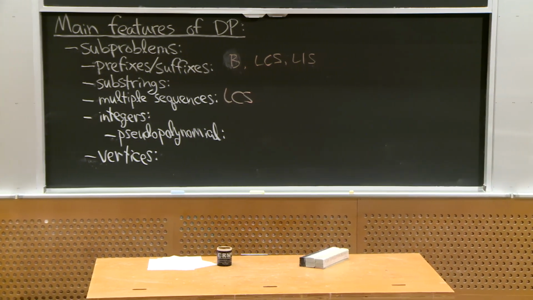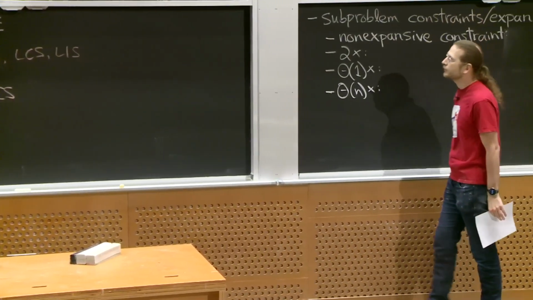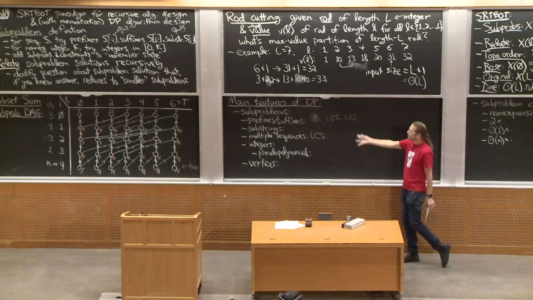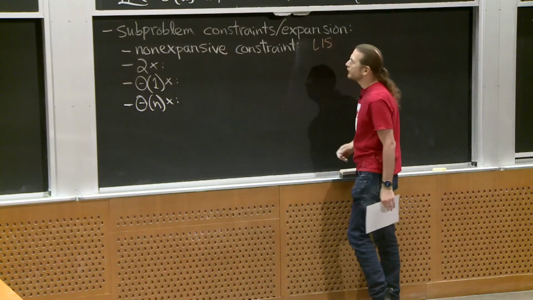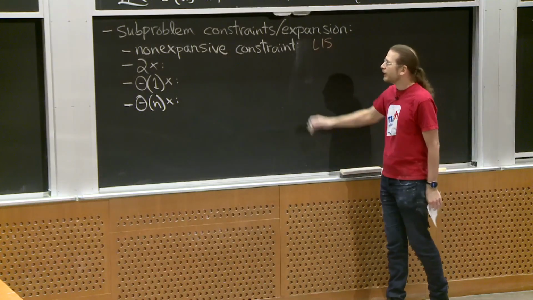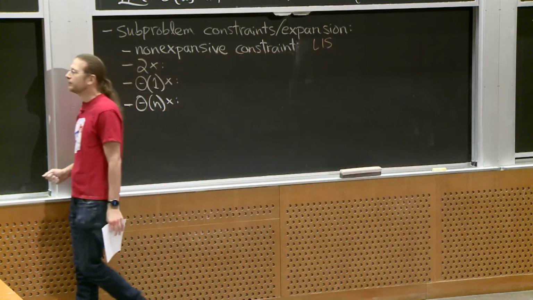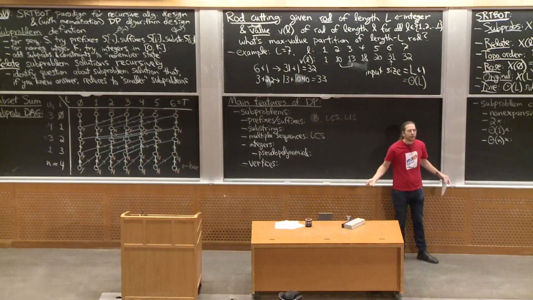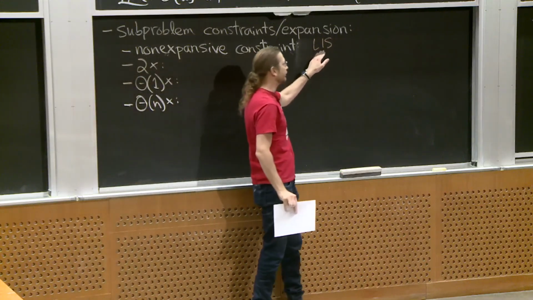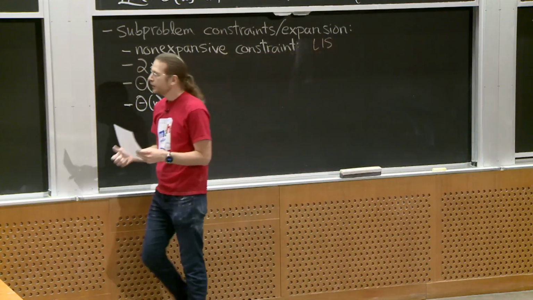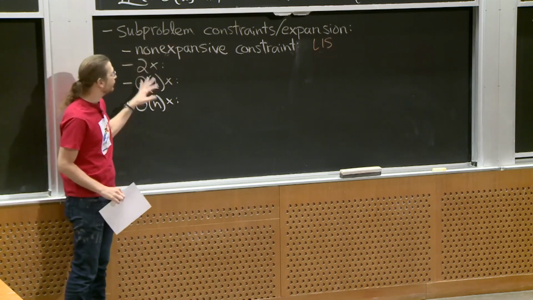This leads me to another characterization of the kind of dynamic programming techniques, which is that in addition to these basic subproblems, we often added constraints and expansion. And LIS is an example of what we call a non-expansive constraint, where we just added a constraint to the problem, which was, I want this first item to be in my longest increasing subsequence. But that didn't actually change the number of subproblems. So it didn't expand the number of subproblems. This is, I think, the only example we saw with this feature. Most of the other times when we added a constraint, we also increased the number of subproblems, which we'll get to.